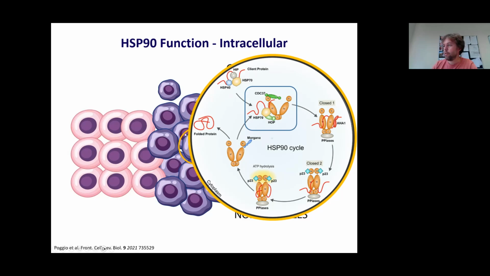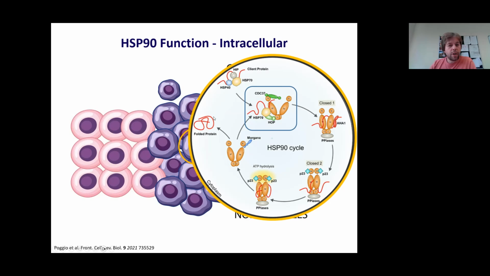I don't have a pointer anymore, but that's okay, if you can see my mouse, that's useful. So what happens in this HSP90 cycle is that heat shock protein 90, which is this diamond orange, forms a series of protein-protein interactions with the co-chaperone Hop and HSP70, and it facilitates getting nascent proteins into the active conformation.